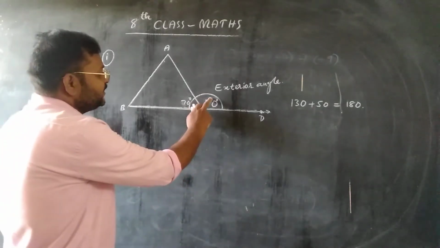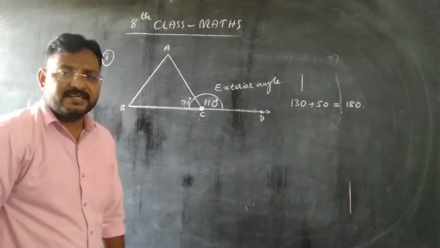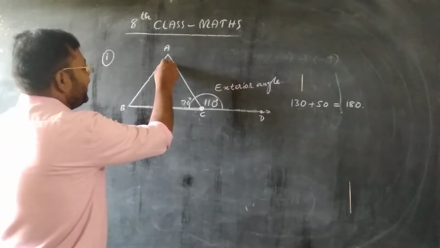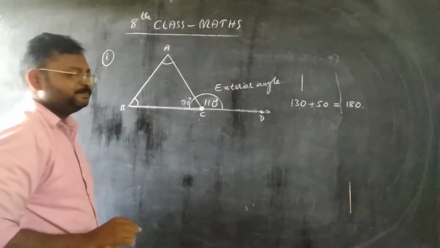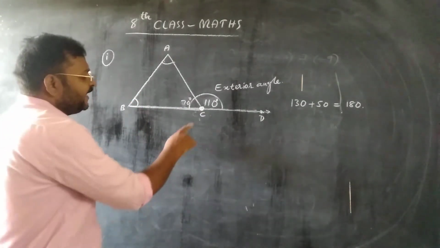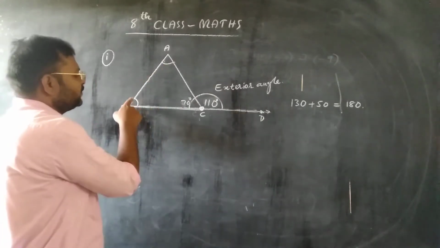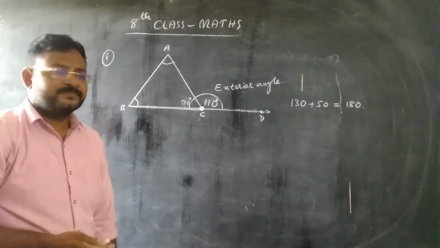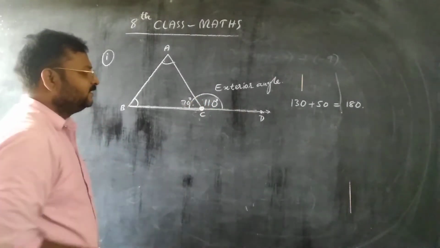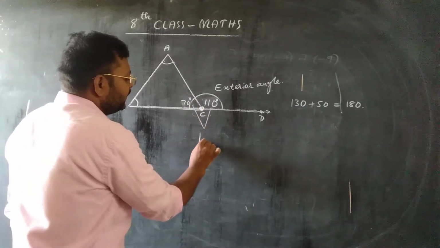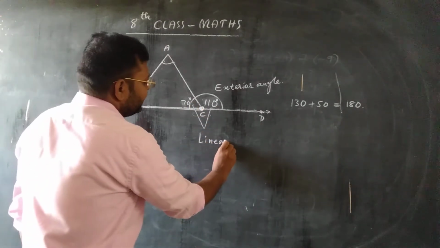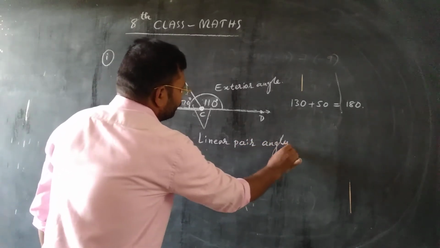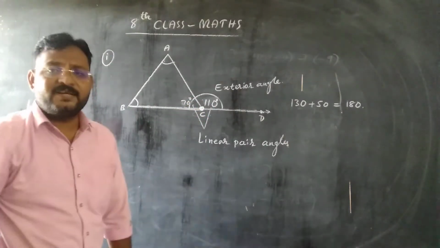But here one is exterior and the other is interior. So do remember. And one more important point, here we have angle A and angle B also. I just talked about angle C. But now I am going to discuss angle A and angle B. These two are called linear pair angles.